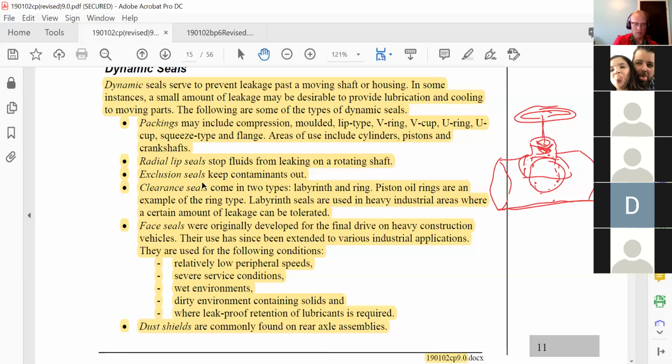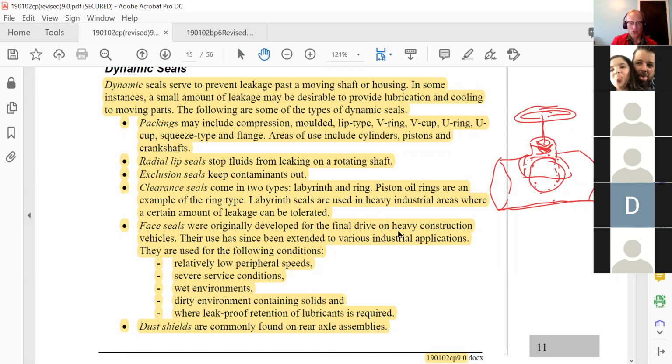Exclusion seals keep contaminants out. Now, most people aren't going to call them an exclusion seal because chances are it's a radial lip seal that is doing it. These clearance seals are something a bit different. If you've ever seen the input shaft of a manual transmission, that is the best example of a clearance seal that I can think of. And it is called a labyrinth seal. I'll show you a picture of it as well.